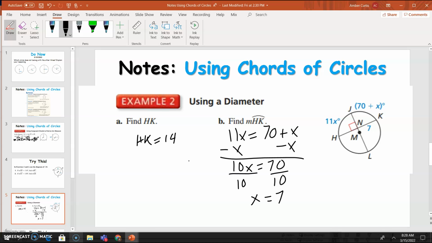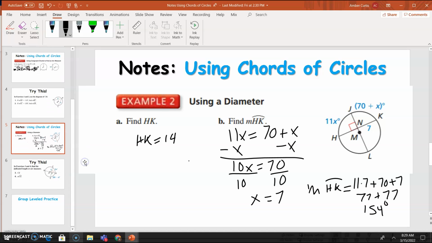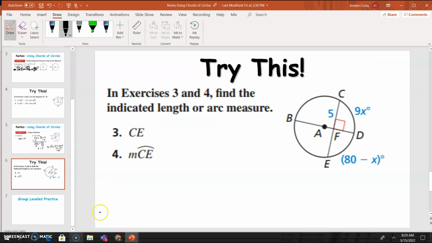Now note, we want HK, not x. We know that HK is made up of 11x and 70 plus x. So we have 11 times 7 plus 70 plus 7, which is 77 plus 77, or 154. So we can see that the measure of arc HK is 154 degrees. And then there are two more try-this problems, and that's pretty much it.